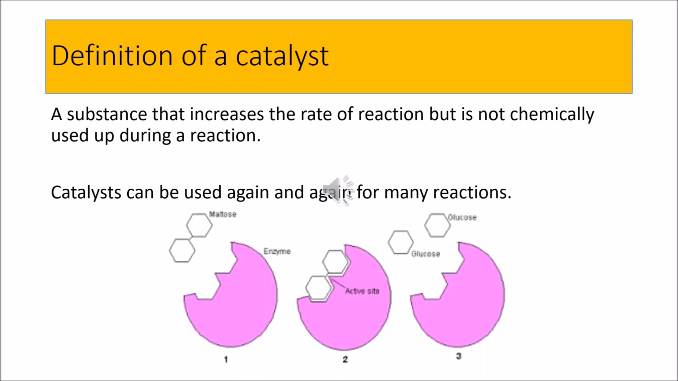So, what is a catalyst? A catalyst is a substance that increases the rate of reaction, but it is not chemically used up during a reaction. Catalysts can be used again and again for many different types of reactions.